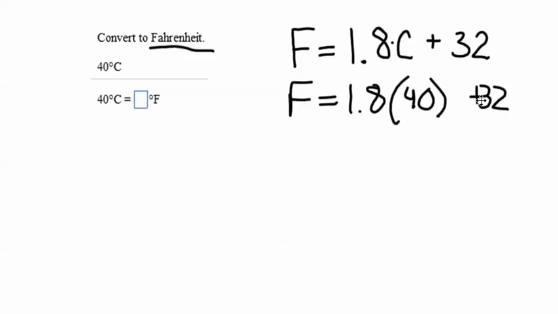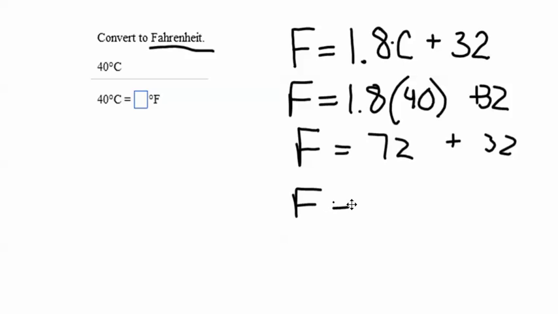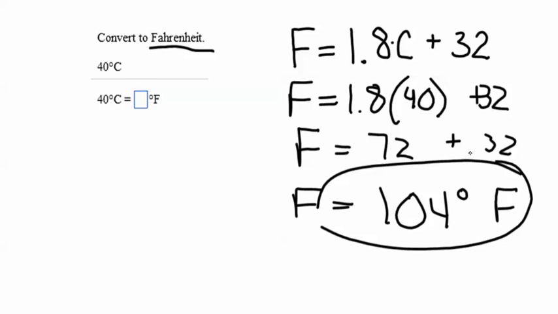So 40 times 1.8 would be 72. So temperature Fahrenheit is equal to 72 degrees plus 32 more degrees. So the equivalent degrees Fahrenheit would be 104 degrees Fahrenheit. So that's equivalent to 40 degrees Celsius.